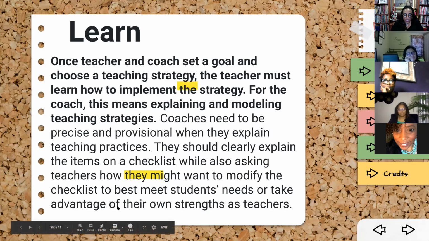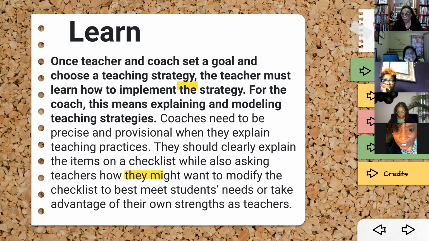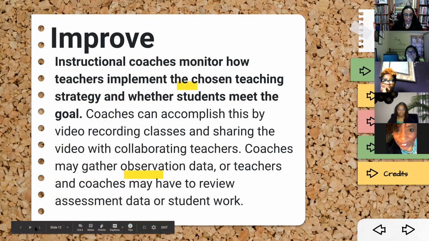So we want those clear explanations of what's going to happen. We want a checklist so we know what we're looking for. We might have to make some modifications. Based on something that happens, we may have to modify our checklist or make those changes, but that's a definite plus. And now we want to get some improvement happening.